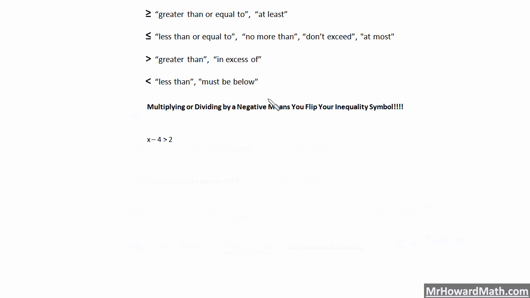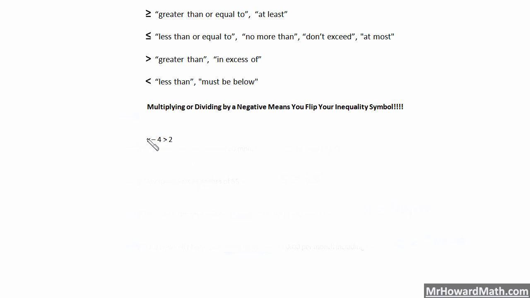So I did add this note here. When you multiply or divide by a negative when you're working out an inequality, that means you have to flip the inequality symbol over. So if it's greater than, you've got to turn it over to less than. If it's greater than or equal to, you have to turn it over to less than or equal to, and vice versa. So that's an important rule. On this first example we won't have to do that, but we will get into some of those later.